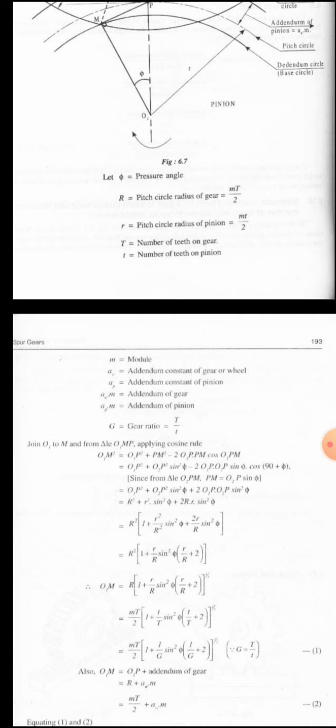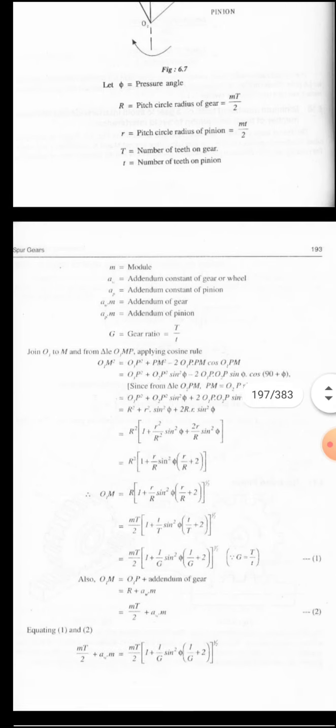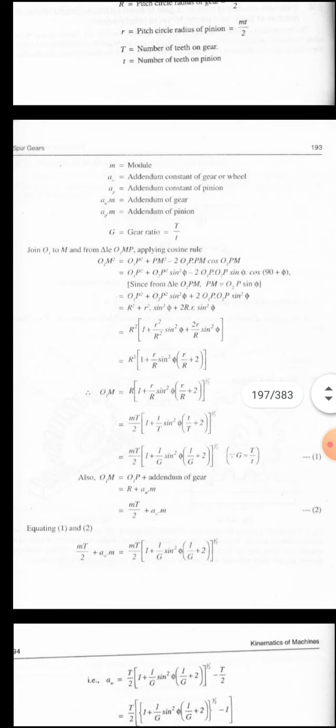O1M equals R square root of 1 plus r by R sin square phi, r by R plus 2, that is mT by 2 square root of 1 plus 1 by G sin square phi, 1 by G plus 2, all because G is T by t. This is equation 1. Also O1M is O1P plus addendum of gear, that is R plus AW m, that is mT by 2 plus AW m. That is equation 2.